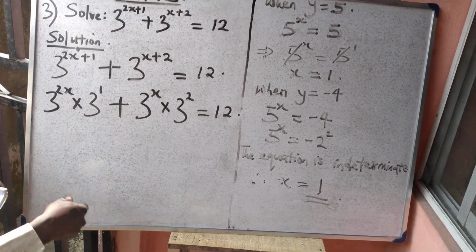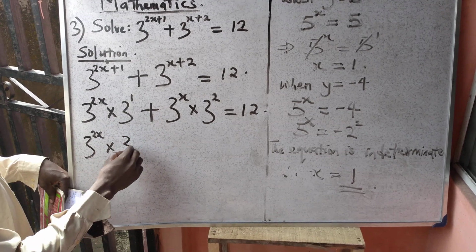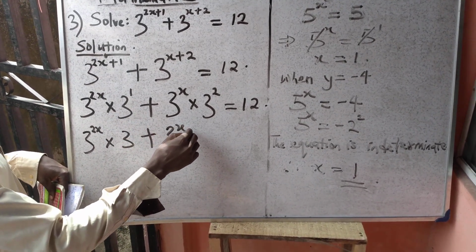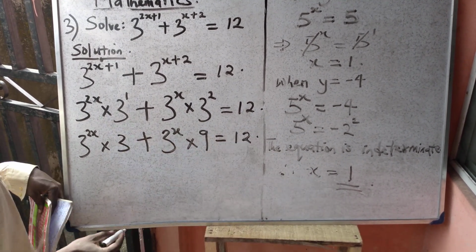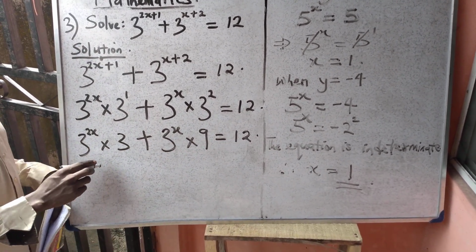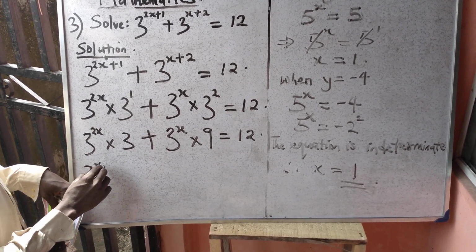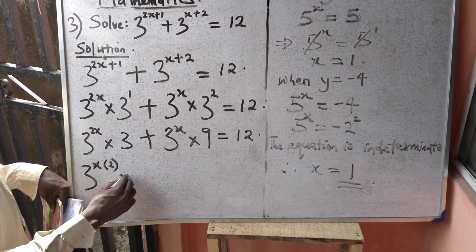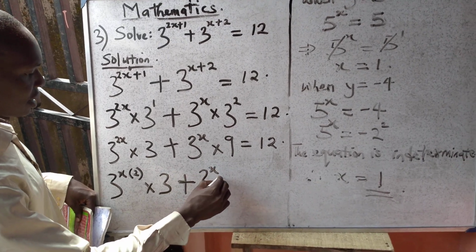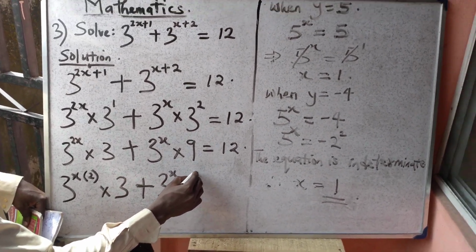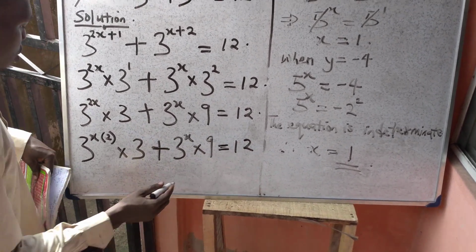Now this then becomes 3 raised to power 2x multiplied by 3 raised to power 1, which is 3, plus 3 raised to power x multiplied by 3 raised to power 2, which is 9, equals 12. Okay. Now simplify this. This then becomes 3 raised to power x times 2 multiplied by 3, plus 3 raised to power x times 9, equals 12.